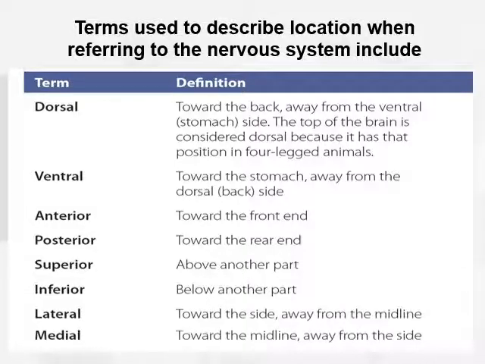For description of a location of a lesion or description of the anatomy of the nervous system, we use some terms like dorsal or ventral. Dorsal is toward the back and ventral is toward the stomach. Anterior or posterior, superior, inferior, lateral, and medial.